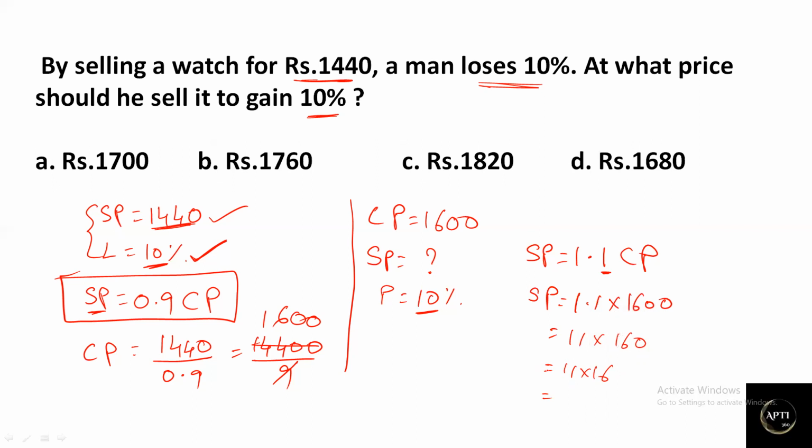We already covered a video on the shortcut to multiply any two digit number with 11. When multiplying any two digit number with 11, write 16 starting with 1, then 1 plus 6 is 7, ending with 6. So 176, and we have one zero left out, so 1760. Very simple logic, and it is a shortcut we already covered in an earlier video. So 1760 rupees will be the selling price.